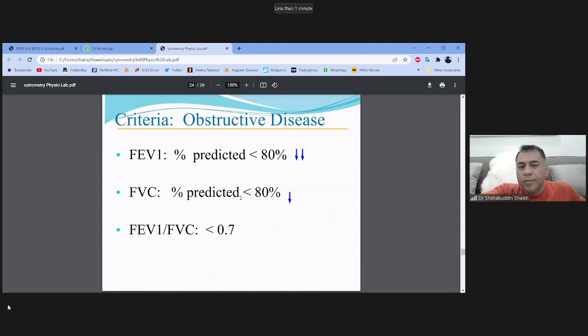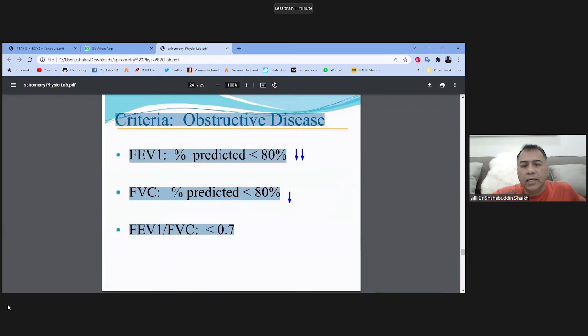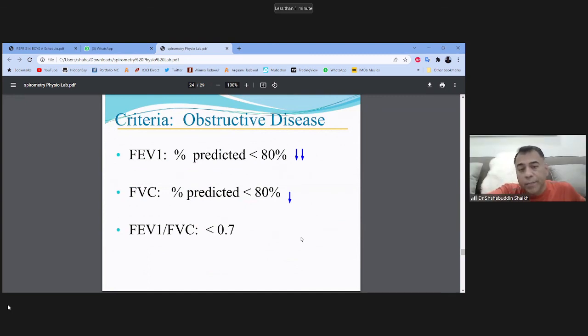So in the OSPE you just write obstructive or restrictive, right? There will be two questions in this station. One is this major one, obstructive or restrictive. Second, seeing the table, tell me whether the FEV1/FVC ratio is more than 0.7 or less than 0.7.